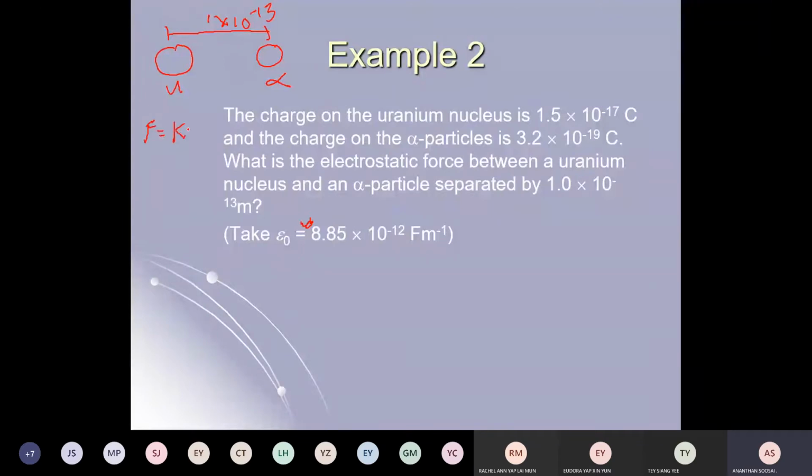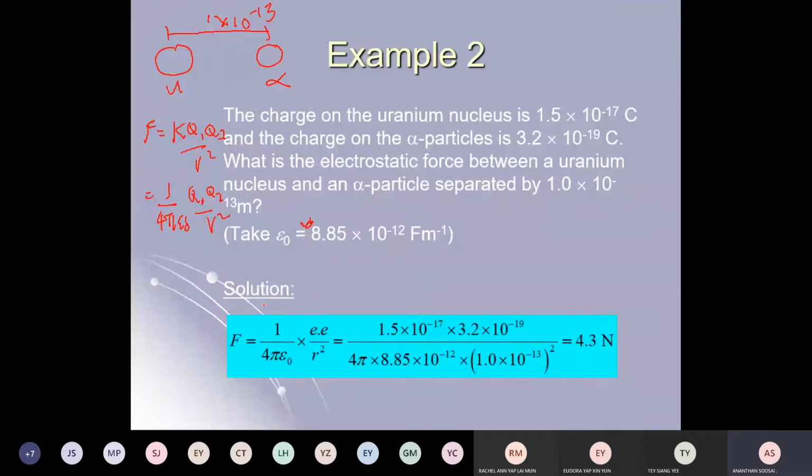So the formula is F equals k Q1 Q2 over R squared. But in exam, it is preferable to write 1 over 4 pi epsilon naught Q1 Q2 over R squared. The sign of the charge is not to be included. You can't put just Q here, you have to put Q1 and Q2. Q1 is 1.5 times 10 power negative 17, and Q2 is 3.2 times 10 power negative 19. You get the answer, the force.